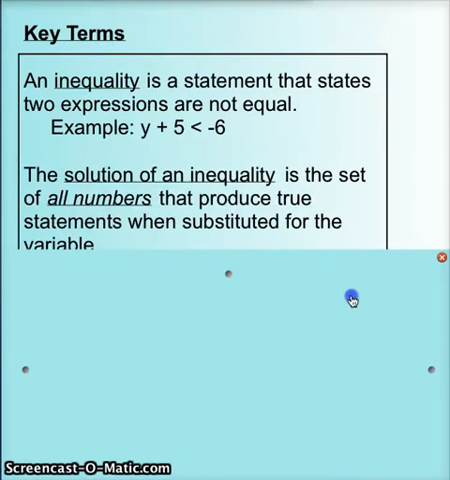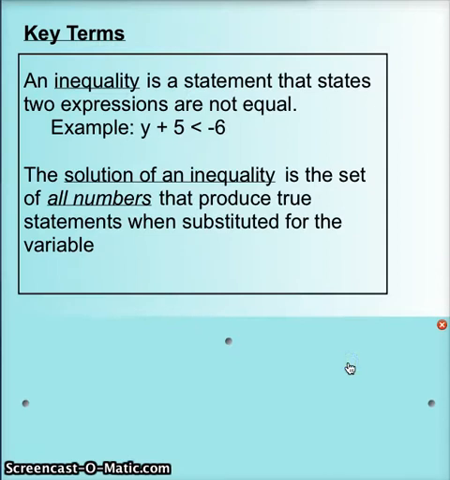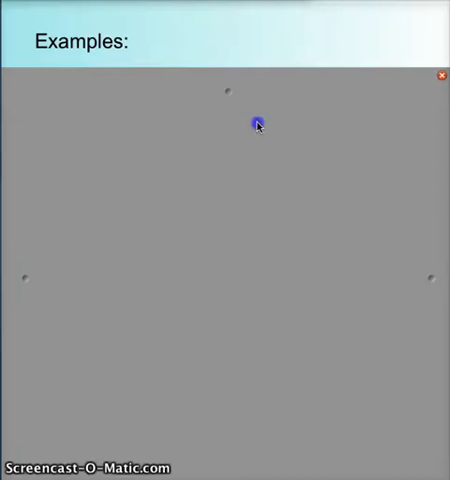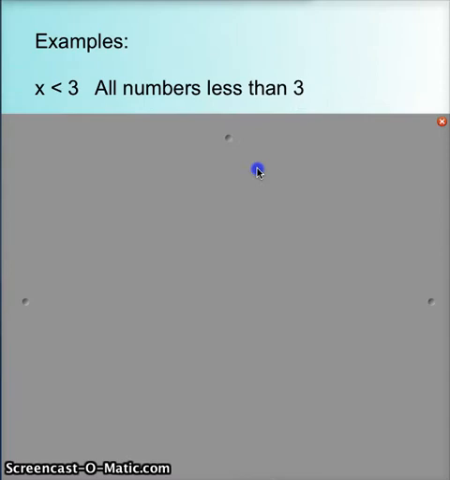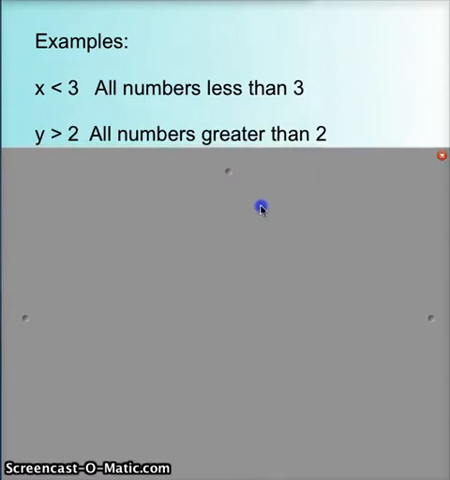The solution of an inequality is the set of all numbers that produce true statements when substituted for the variable. So in the example above, if we wanted it to be less than negative 6, there are infinitely many possible solutions for numbers that would make it less than negative 6. Let's look at some examples. You don't have to write this down.